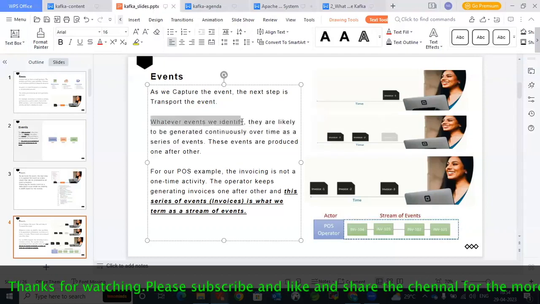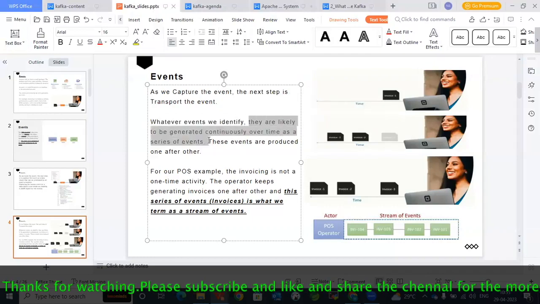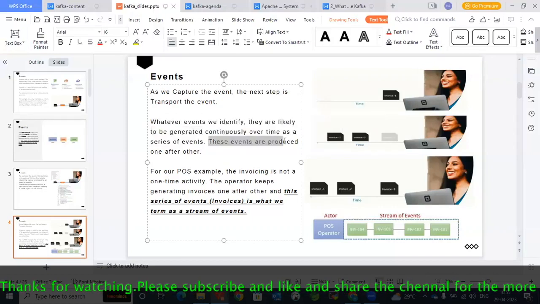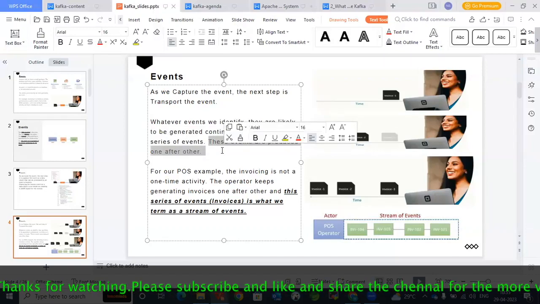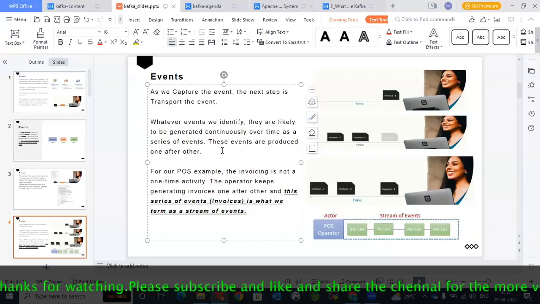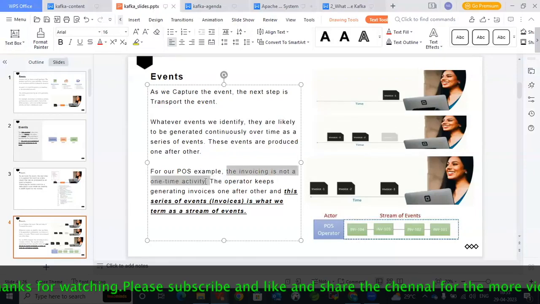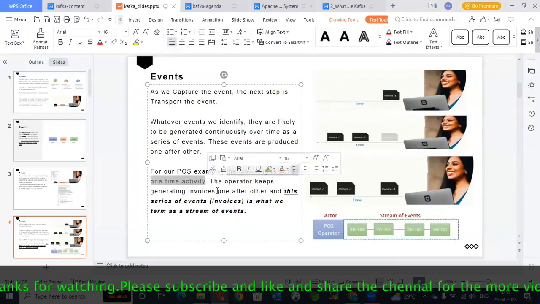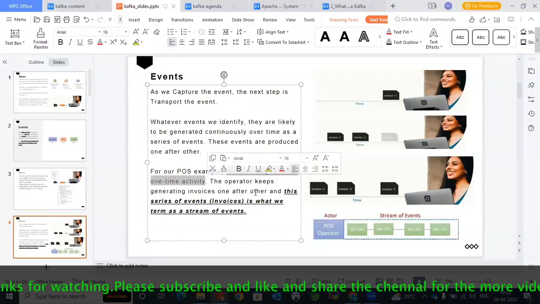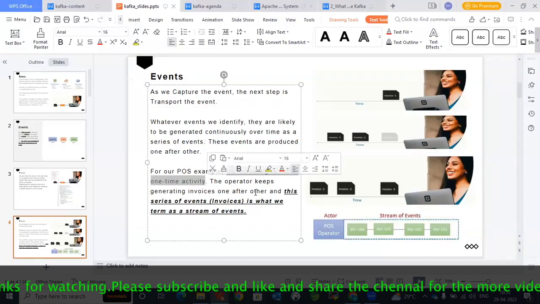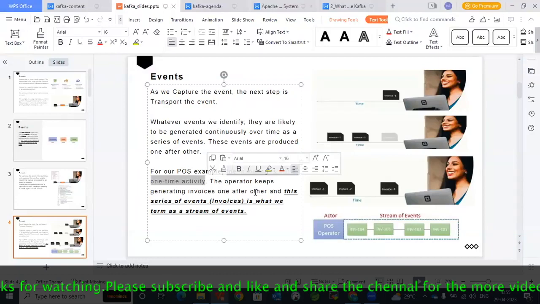Whatever events we identify are likely to be generated continuously over time as a series of events. These events are produced one after the other, maybe concurrently. We are not sure, but the events are produced continuously. So for our previous example, invoicing is not a one-time activity. The operator keeps generating the invoices one after the other. If you take one operator, that operator will keep on generating invoices one after the other. Once you've done your payment, the next person in the queue will come to do the payment.